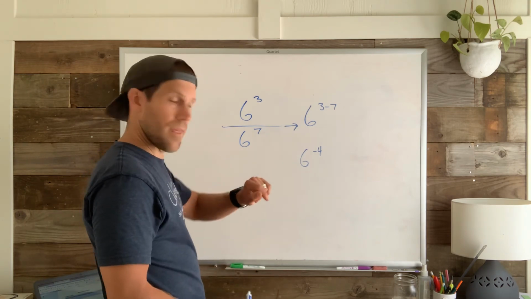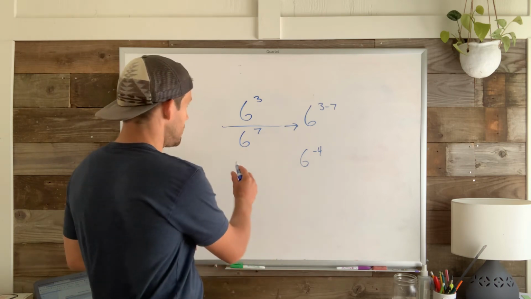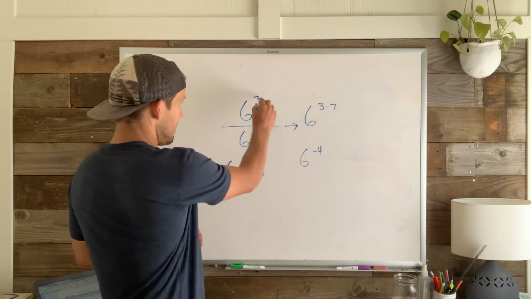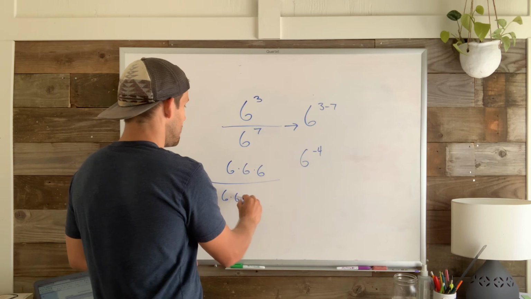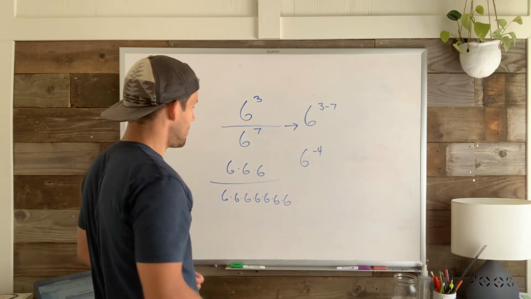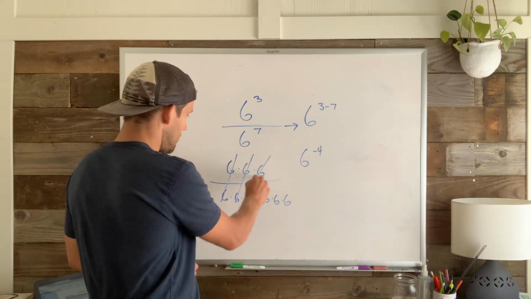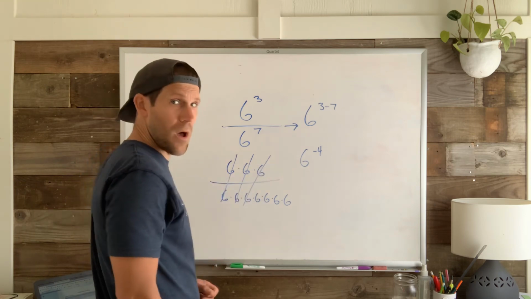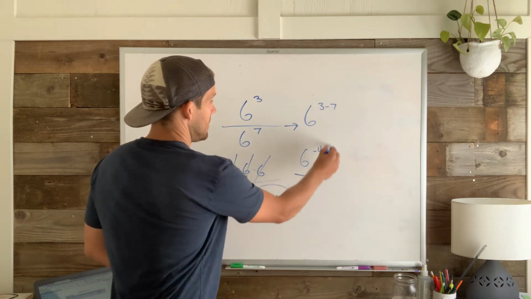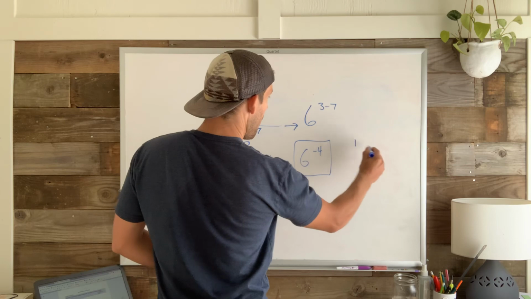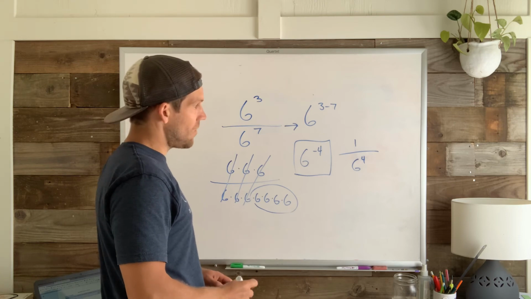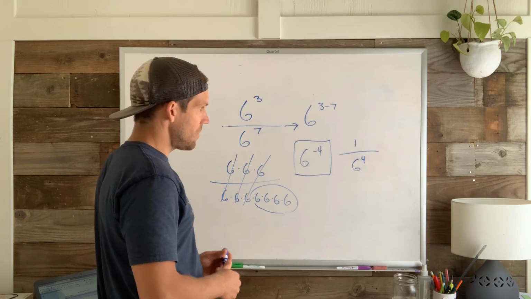You can pause the video if you want to think about that. If not, here's the solution here. You can say, rewriting this, 6 times 6 times 6 on the top, divided by 6 times 6 times 6 times 6 times 6 times 6 times 6. That's 7 6's on the bottom. Cancel, cancel, cancel. We're left with 1 as a numerator, and we have 4 on the bottom. So another way to write this, 6 to the negative 4th, is 1 over 6 to the 4th. Either one works.